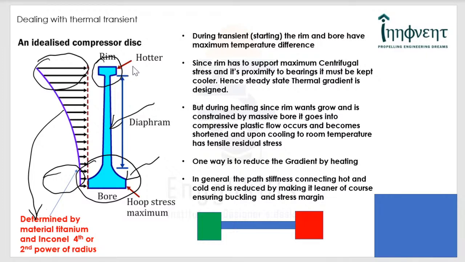Now, when the transient conditions exist, that is, when the rim is hottest and the bore is relatively cooler, the rim wants to grow, but it is restrained because of the heavy bore. As a consequence, you actually have plastic compressive stresses in the rim. And when you cool it down to room temperature, because it was shortened in the transient phase, it develops residual tensile stresses. So this becomes a cyclic phenomenon, and this may lead to even rim cracking. That's very important to note.